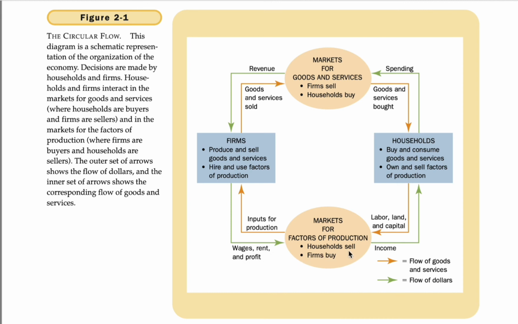So you see that whatever income is being earned by a household through firms is being spent in the goods and services market. Whatever firms have bought from the factors of production market, which is the cost to them, is being earned by these firms through revenue from the goods and services market. So you can see that it is a circular flow of income from household to firms, from firms to household.